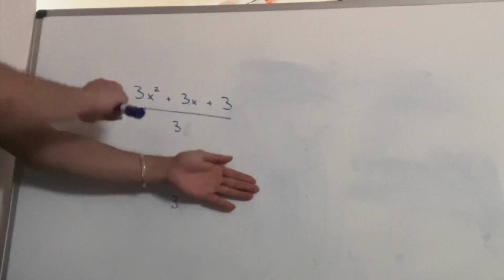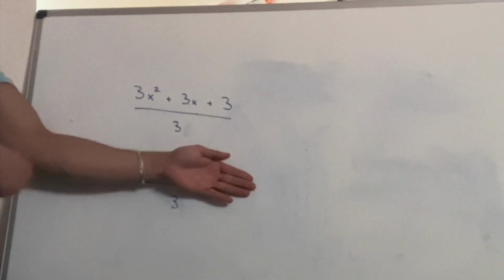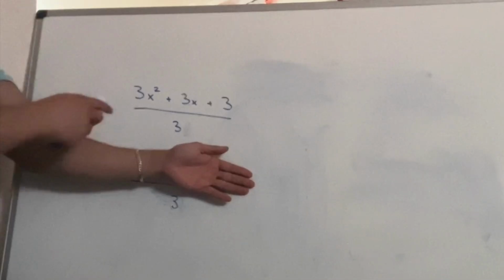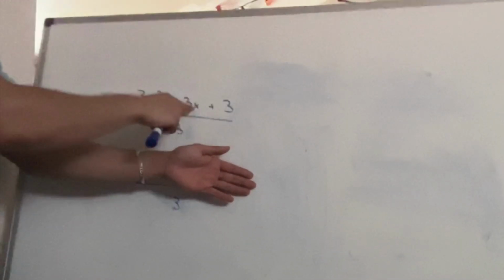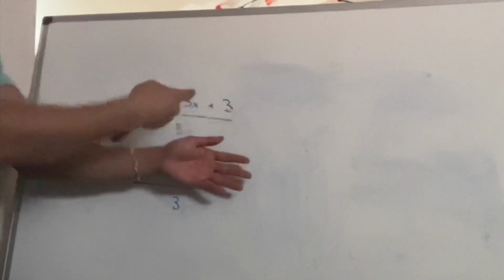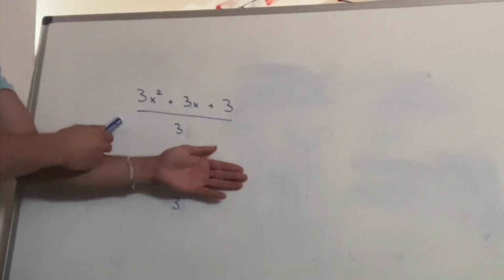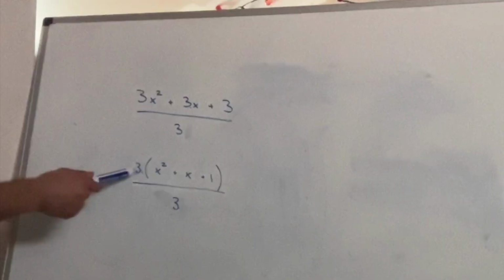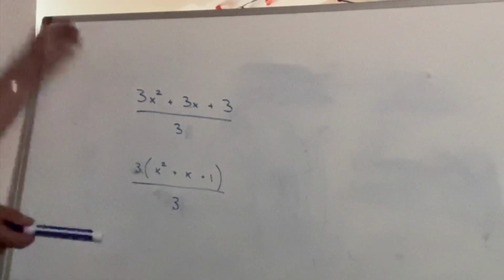So, let's say we have this one. 3x squared plus 3x plus 3 over 3. Right? So, what does the top have in common? Let's start with the top. Well, each one doesn't have an x. This has x squared. This one has x. This one doesn't have an x. So, we can't factor out an x. But each one does have a 3. So, we can factor out a 3. So, we can take out a 3. So, now it becomes 3 parentheses x squared plus x plus 1.